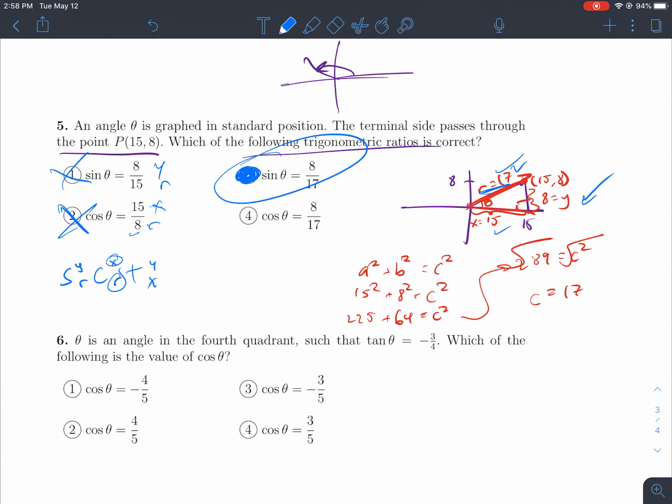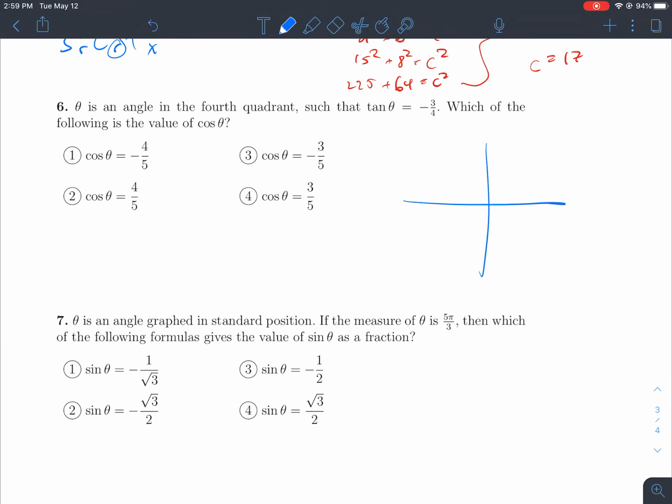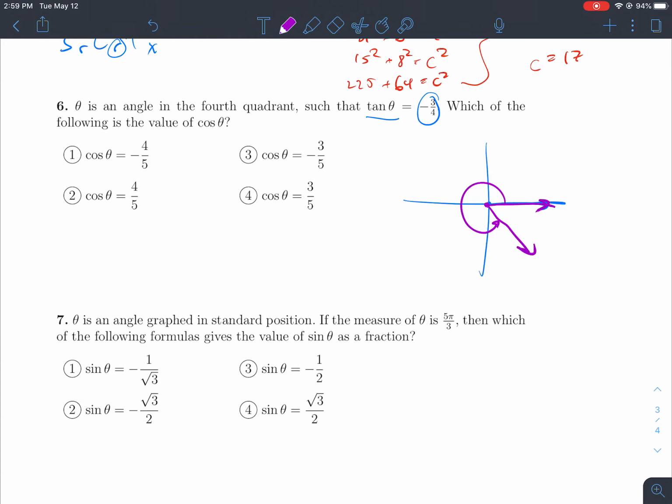So you might be wondering, sometimes these are negative when we are in the coordinate plane. How come all of these are positive? Well, if you remember, All Students Take Calculus, all of our trig functions should be positive in the first quadrant. So it is correct that we have positive 8 over 17. But for the next one, this might be different. Theta is an angle in the fourth quadrant, such that the tangent of theta is equal to negative 3 over 4. All right, so it's in the fourth quadrant. So we're going to take our angle, starting on the positive x-axis, opening it to the fourth quadrant. Okay, got it.